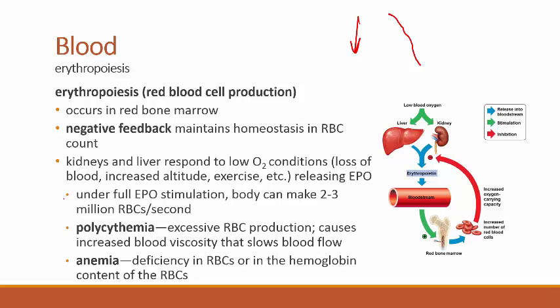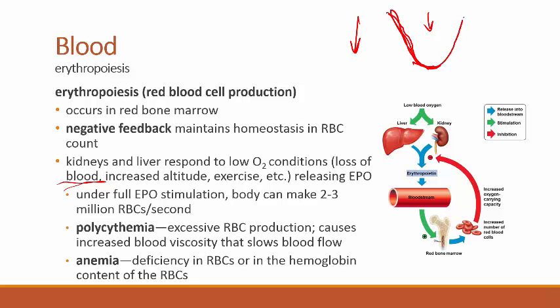It could be because you've lost blood. If you go to a higher altitude, the body notices this. It says, whoa, we don't have much oxygen. And so it will respond. Or if you're doing a lot of exercise, the body responds to that as well. It notices low oxygen, and under those conditions, it will produce erythropoietin. So we've gotten low oxygen conditions, and in response, the red blood cell producing tissues of the red bone marrow are going to get engaged, and they're going to produce more red blood cells, which can carry more oxygen.